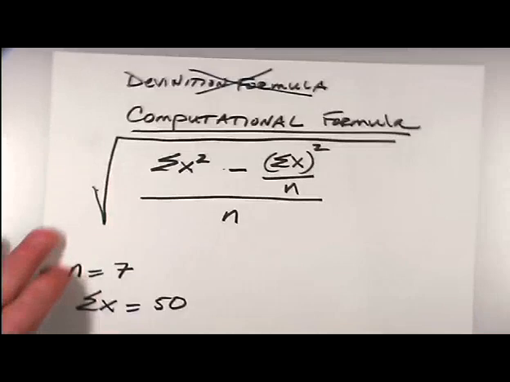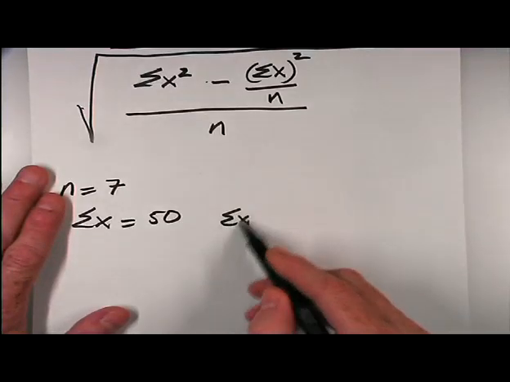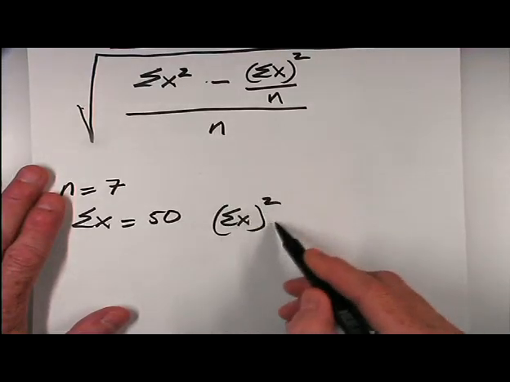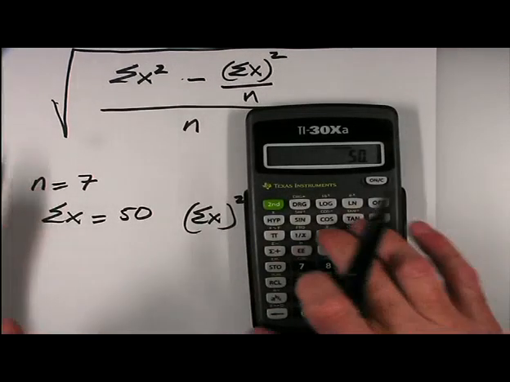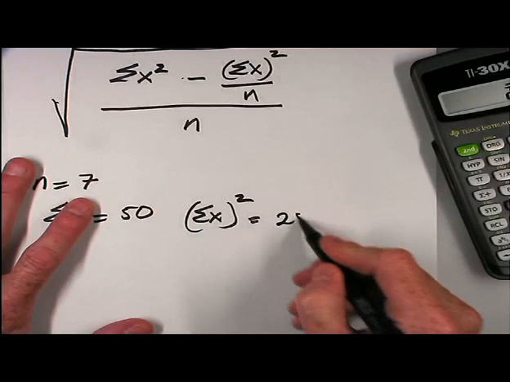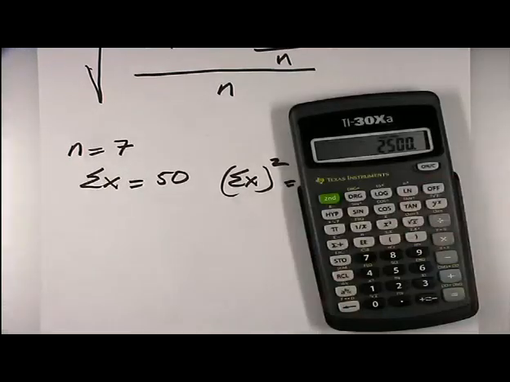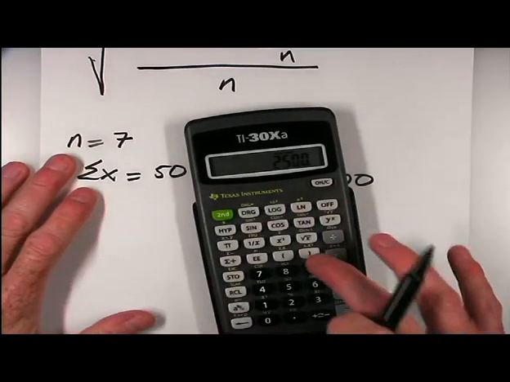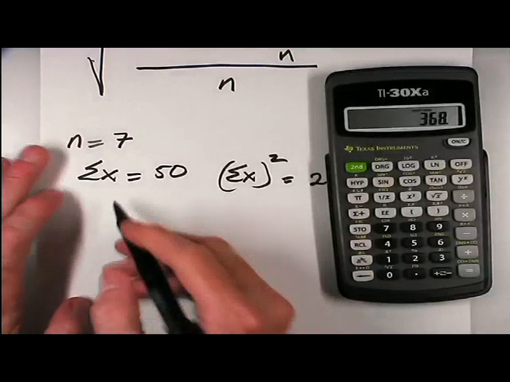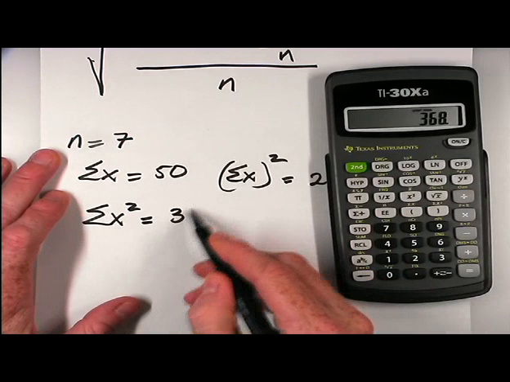But my formula says sum of the x's squared. So we want to go sum of the x's squared, the quantity squared. So while I've got the 50 here, go ahead and hit the squared button, and you're going to have 2,500. Now, don't clear anything out. You've still got the data set in there. Now hit the second and the close parentheses key. And that is the sum of the x's squared. And I got 368.